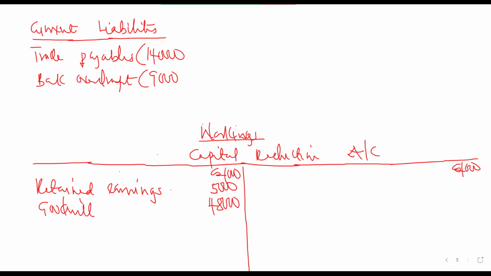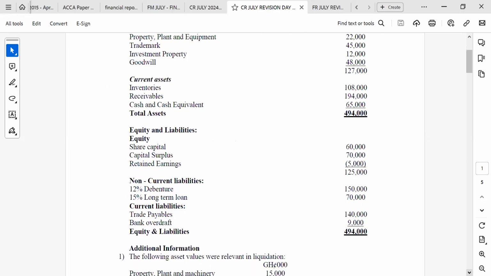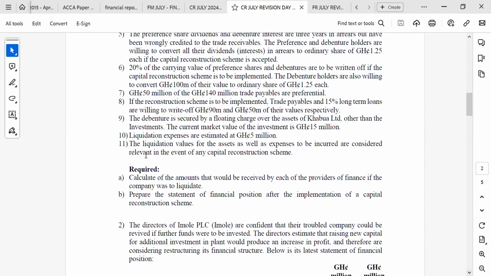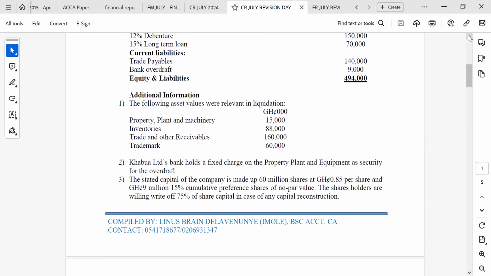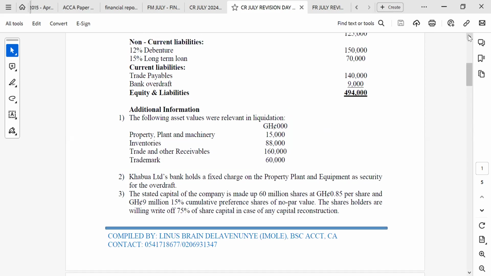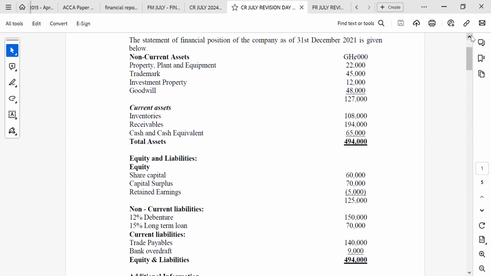Thank you. All right. Let's come to the statement over here that you have to deal with. Okay, you don't have to go and suffer. The liquidation values for the asset as well as expenses to be incurred are considered relevant in the event of any capital reconstruction scheme. Okay, what they are telling you is that the liquidation values are the same as the revalued amount if we want to reconstruct. So they are saying that the revalued amount of the property, plant and equipment is how much? What is our fair value?